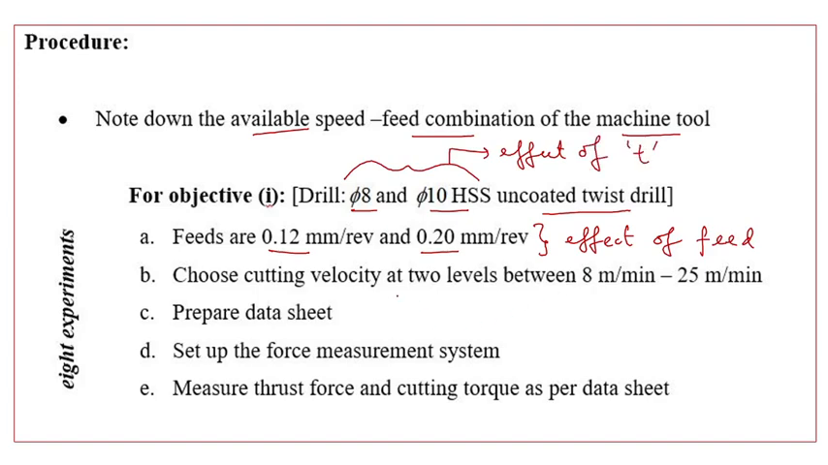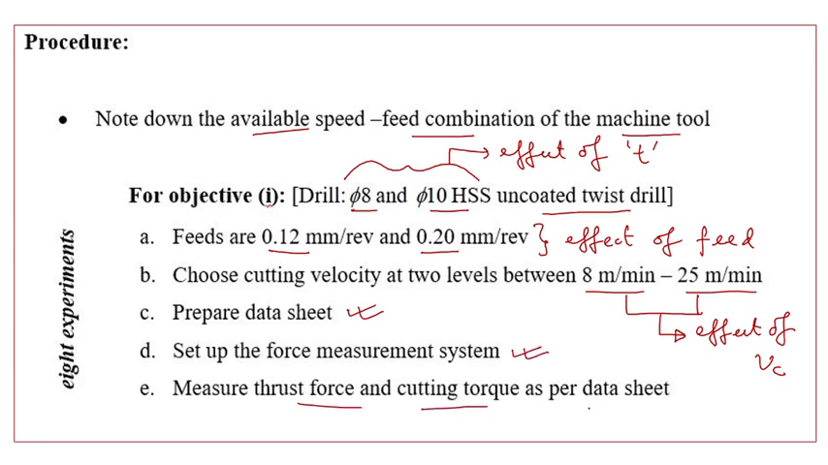And choose cutting velocity at two levels between 8 meter per minute and 25 meter per minute. As because we are not using a CNC machine, we cannot say carry out the experiment exactly at 10 meter per minute and 20 meter per minute. So whatever would be available, that would be there, and this will give you the effect of cutting velocity. Prepare the datasheet. Datasheet would be shown to you. Set up the force measurement system. Measure the thrust force and cutting torque as per datasheet. This is for experiment number 1.